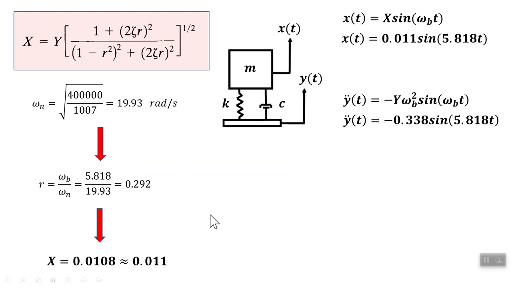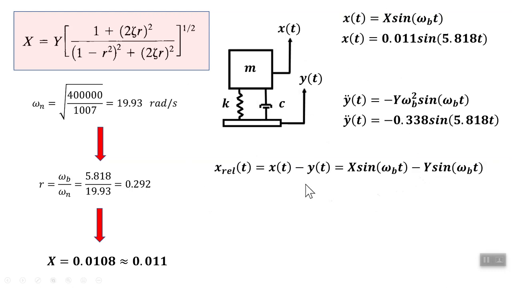Now, if you take that and plug it into the expression for x right there, you're going to get this. And of course, the up and down acceleration of the base, based on the numbers that you have calculated, is right there. So big Y omega b squared is going to give you that number.